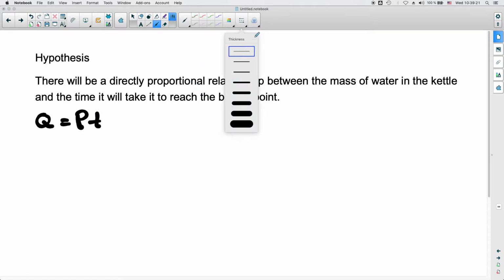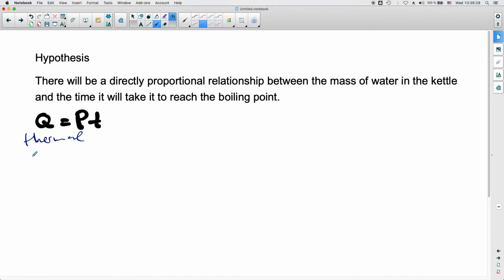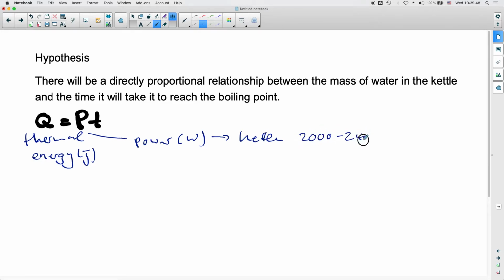The thermal energy, let me make this a bit thinner. This was the thermal energy, Q, and that would be in joules. This is the power in watts. And remember, you get this from your kettle. It might say, for example, 2000 to 2400 watts, and then you just go with that middle value. So you would pick 2200 watts, okay? And this is the time in seconds.